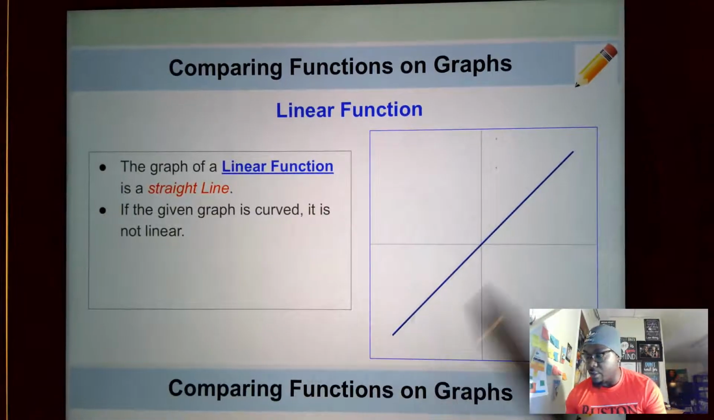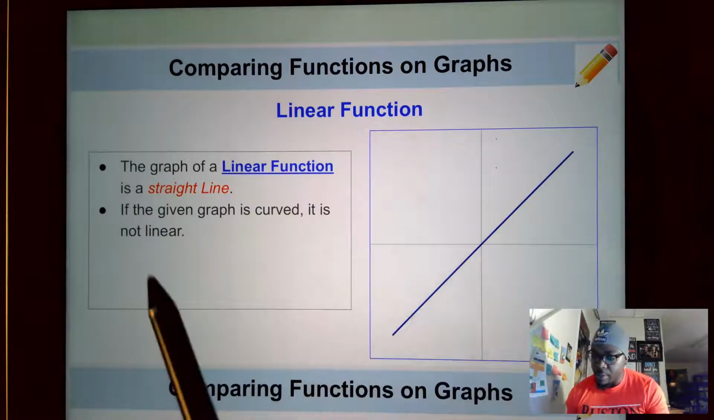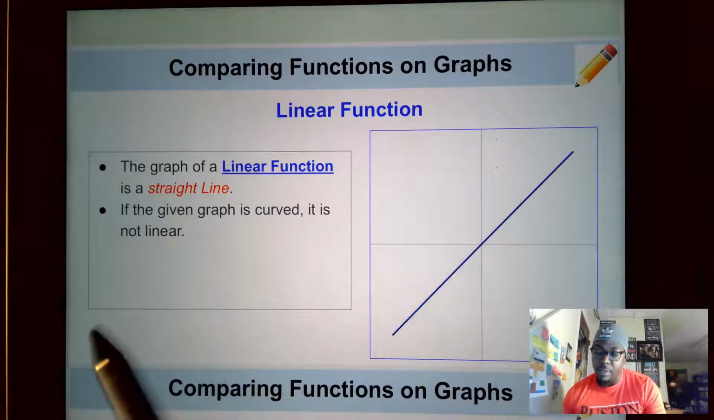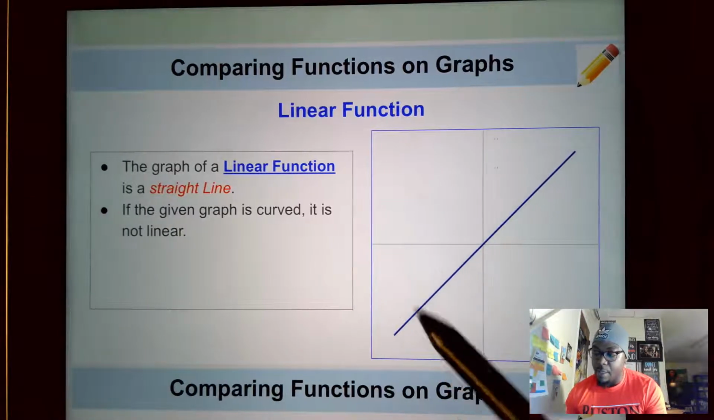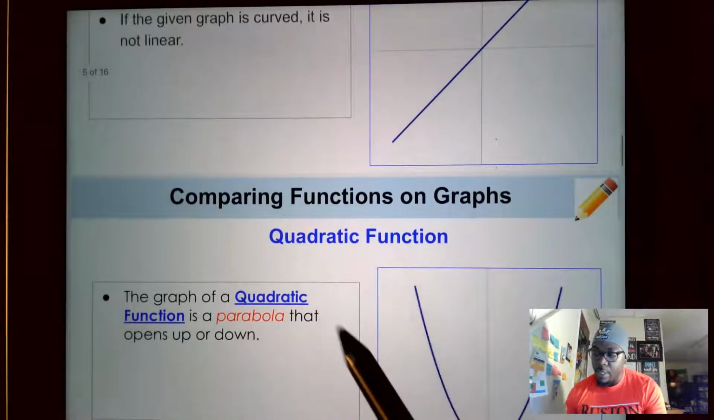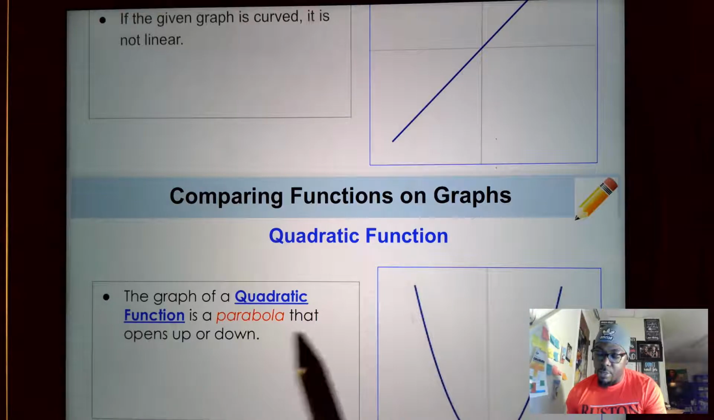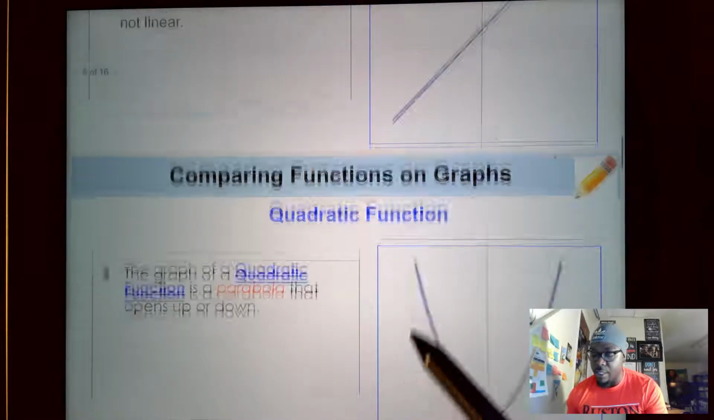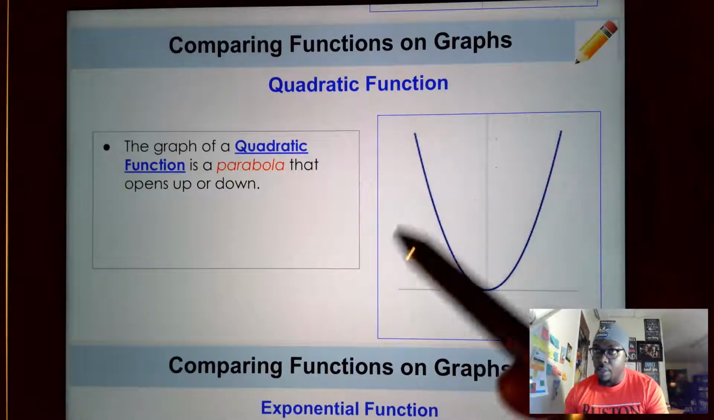It doesn't necessarily have to go this way, but it's a straight line. If the given graph is curved, then it is not linear. Another type is a quadratic function. The graph of a quadratic function is a parabola that opens up or down. Most people normally say it's a U-shaped function, open either up or down.